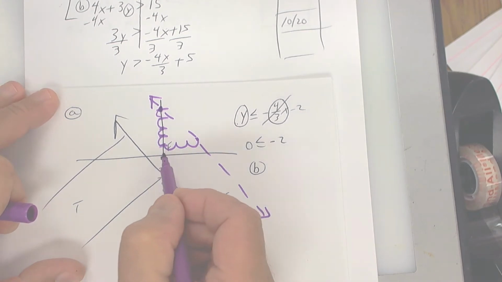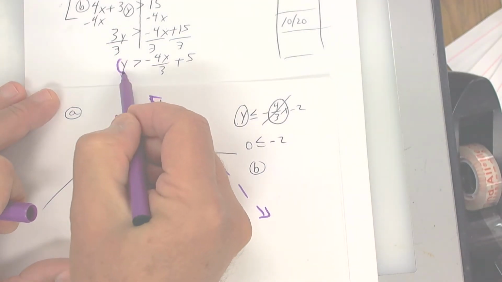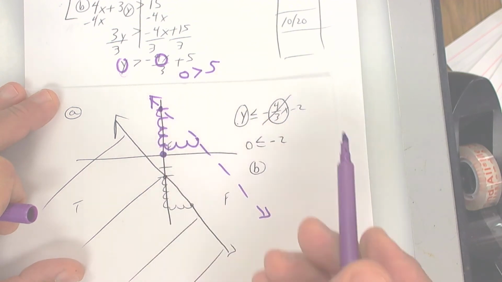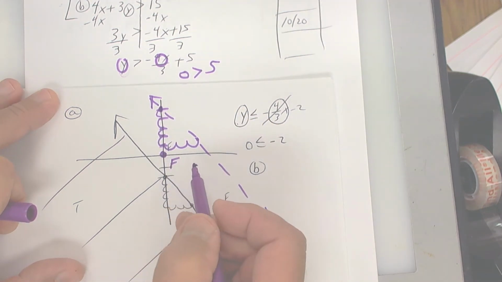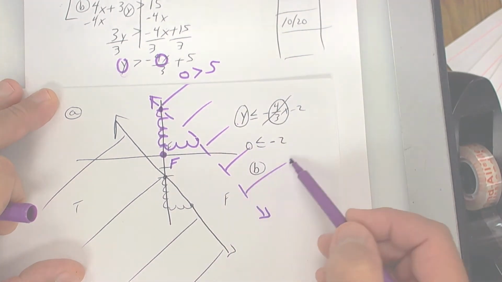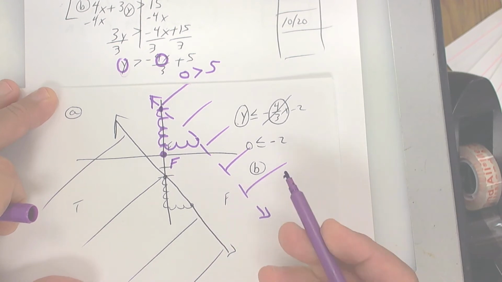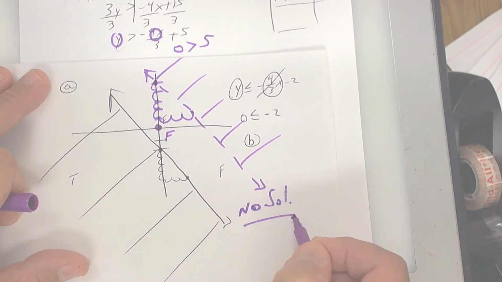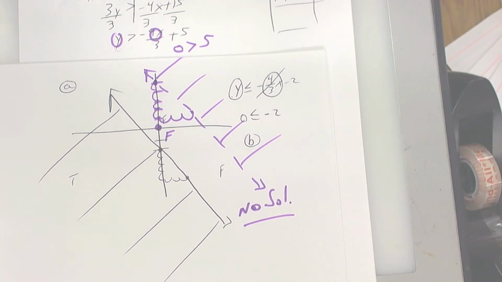Let's use 0, 0. So if you put 0 here and 0 here, you get 0 is greater than 5. That's false. So for the purple one, it's also false, so you got to color the other side. Now notice that they do not overlap, so there's no solution for both of these. No solution, okay? There's no overlap.